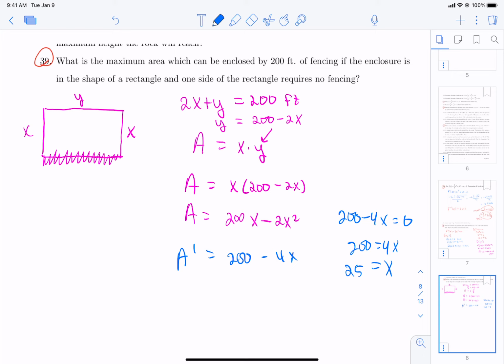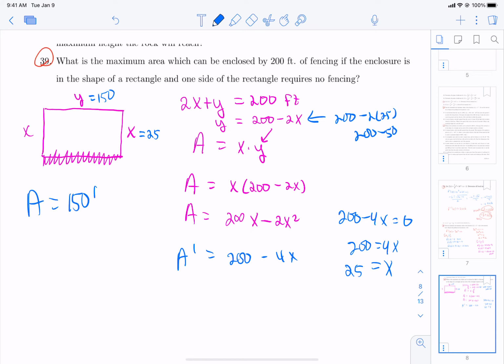Now, I always read the question, because if I made this test up, I'd put 25 as an answer. But that's not the answer they want. Read the question: what is the maximum area that we can enclose? So the dimension x is 25. Y is 200 minus 2 times 25, or 200 minus 50, or 150. The maximum area is 150 times 25, and it would be square feet because it's area.